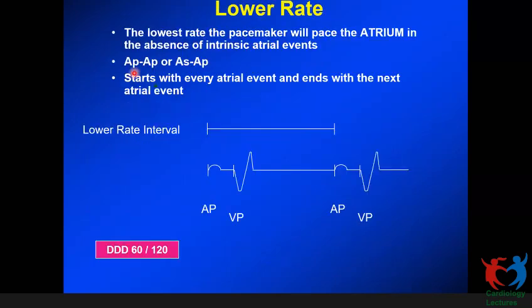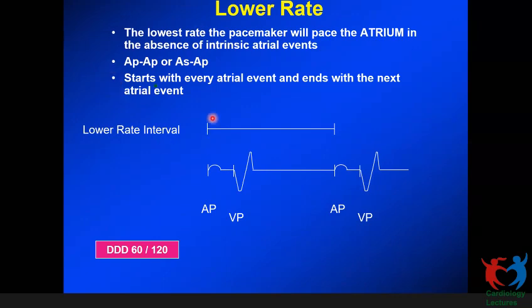The lower rate in a dual chamber pacemaker is almost the same as the single chamber, but the only difference is that in the current generation of pacemakers, it's all atrial based lower rate interval. So the lower rate is in reference to the atrial channel. So there are 2 channels. One is the atrial channel and the other is the ventricular channel. You can actually reference the ventricular channel to calculate the lower rate interval, but all the companies today have moved over to the atrial based lower rate timing.